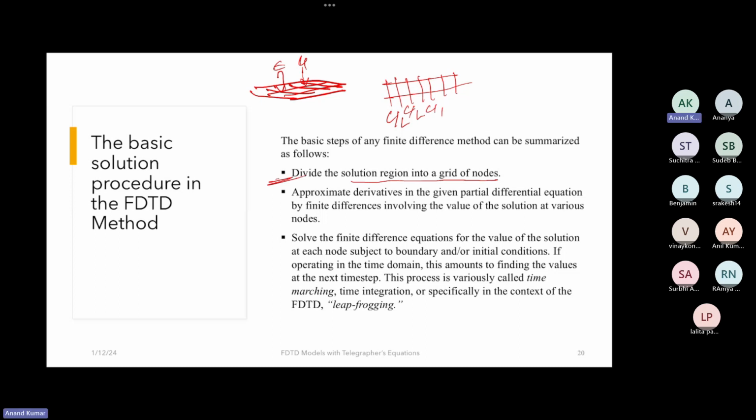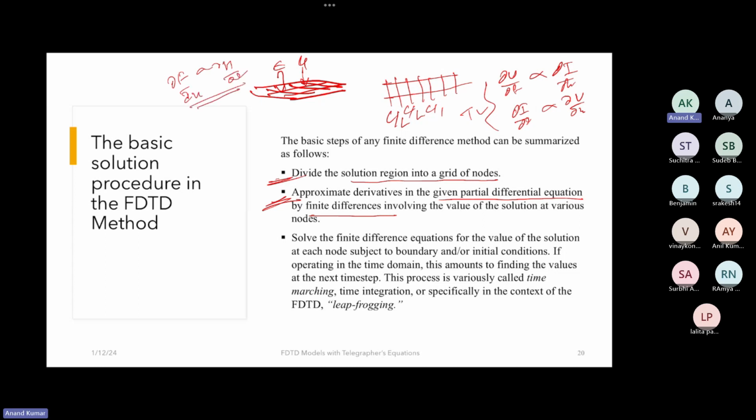Approximate the derivatives of the given partial differential equations by the finite differences. This is what we'll see in the next slide. For example, we have dv by dt related to di by dx, and di by dt related to dv by dx. So this is how the telegrapher's equations look in this case. Or if you have your electric fields related to magnetic fields.